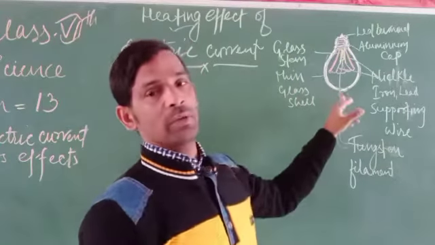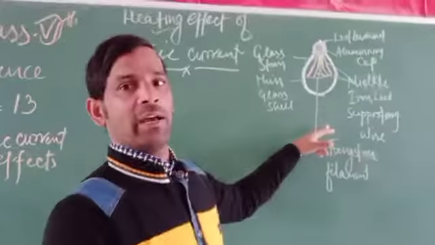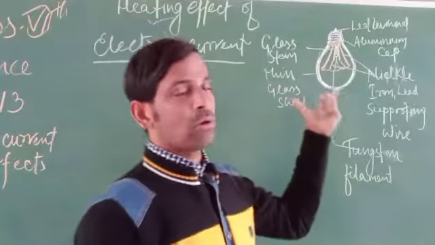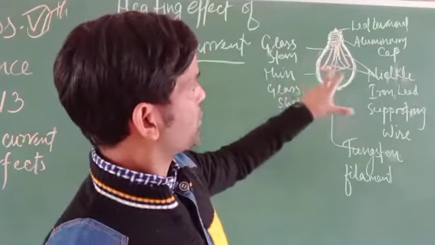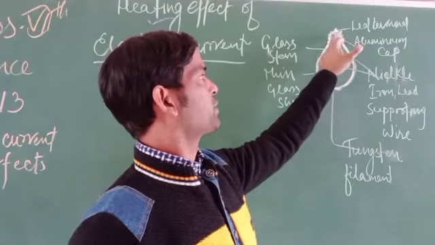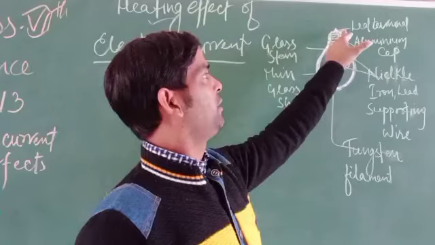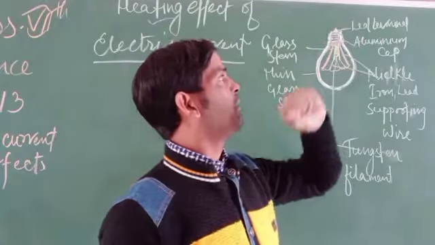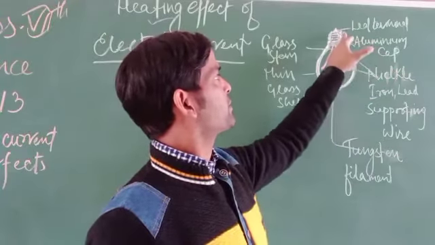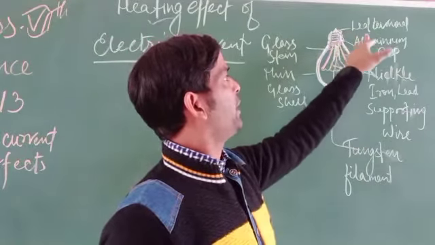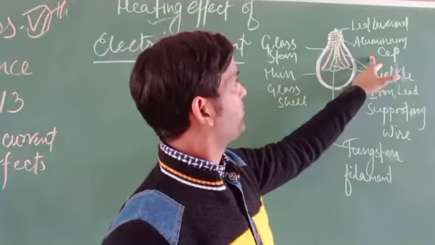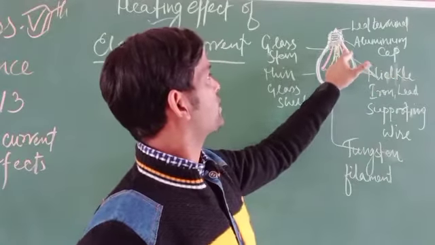What will happen in the case of a bulb? Let's study it thoroughly. If you take a bulb, here we can have the coil structure. At the cap there is a lead structure that is called the lead terminal. The next one, below the lead terminal, is an aluminum cap, and below this there is a glass stem.